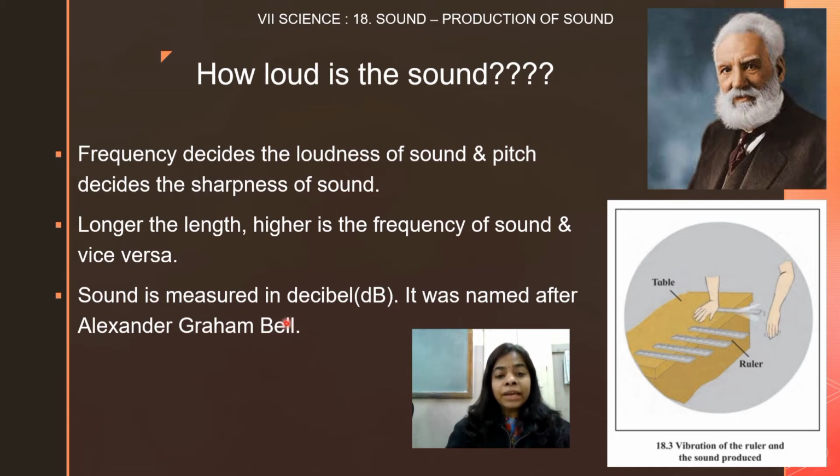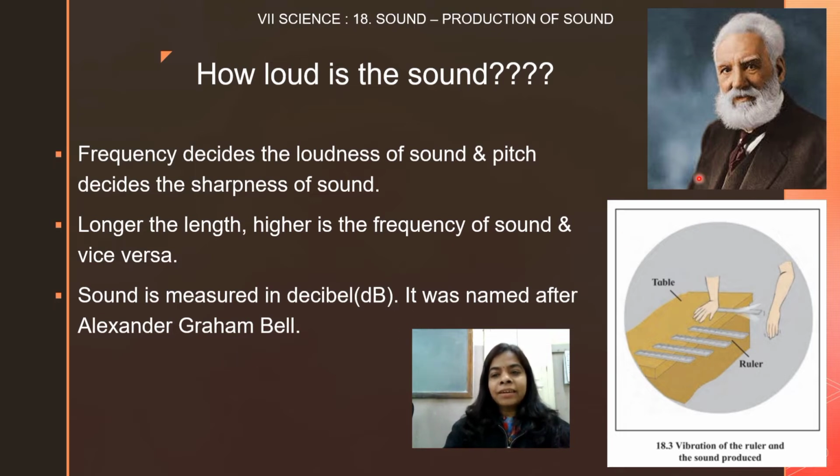Sound is measured in decibel. If the length is longer, children, the frequency is going to be more. The sound is going to be more. Sound is measured in decibel, dB, small d and capital B. It was named after Alexander Graham Bell.